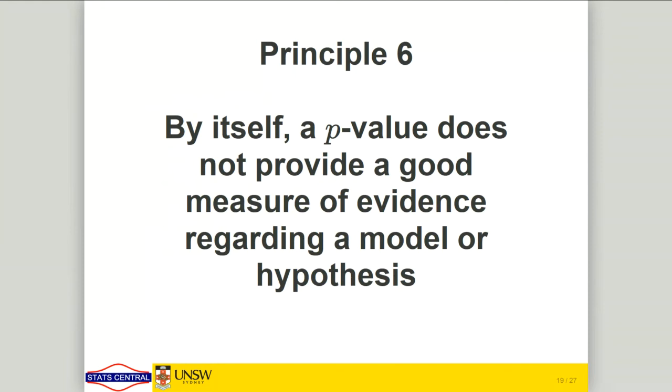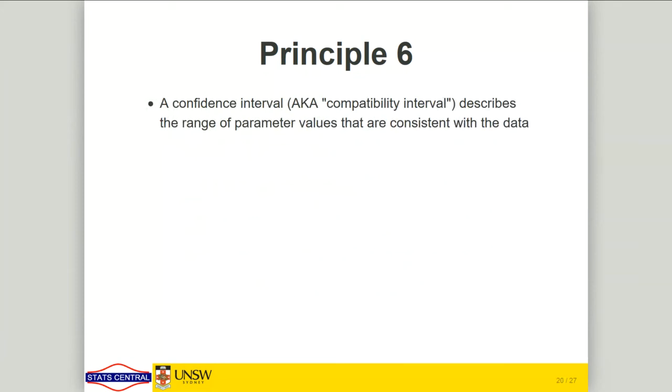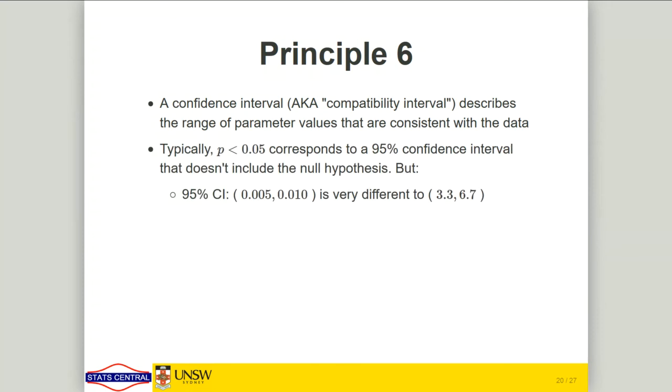And kind of on that note, principle 6 says, by itself, a p-value does not provide a good measure of evidence regarding a model or hypothesis. So you might be familiar with confidence intervals. These describe the range of parameter values that are consistent with the data. Some people prefer the term compatibility interval because it better conveys this idea of being a range of values that are compatible with the data.